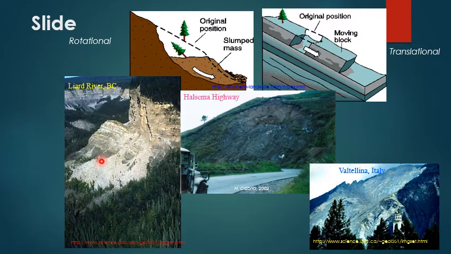Examples here are the Liard River. This is a rotational type. Valtellina in Italy is a translational type. And those found in Halsema Highway are also translational type.